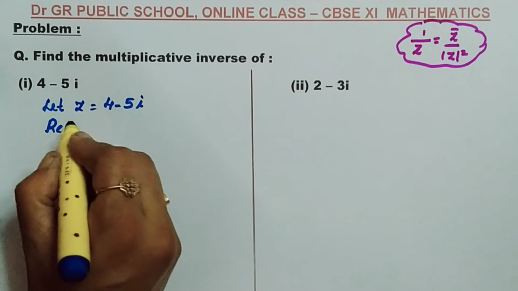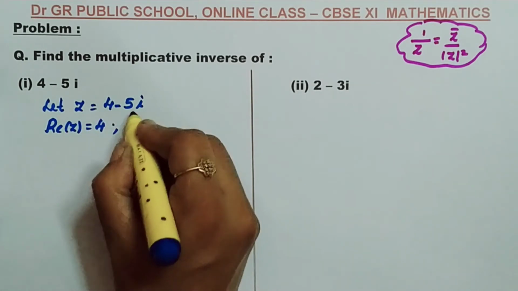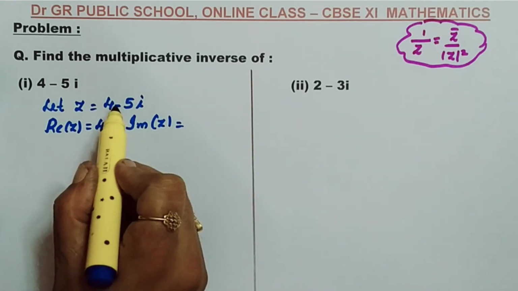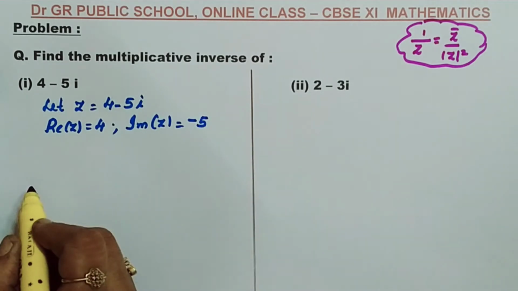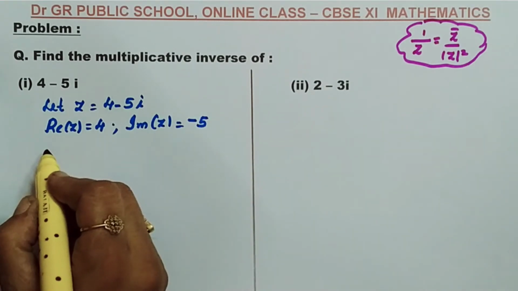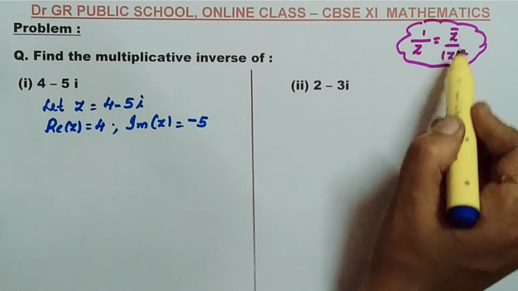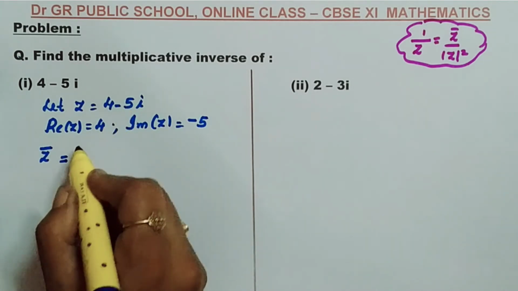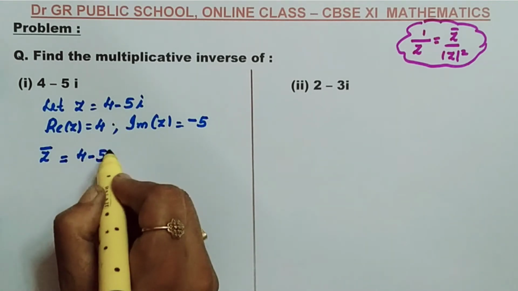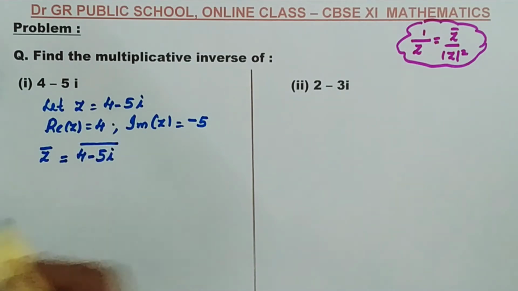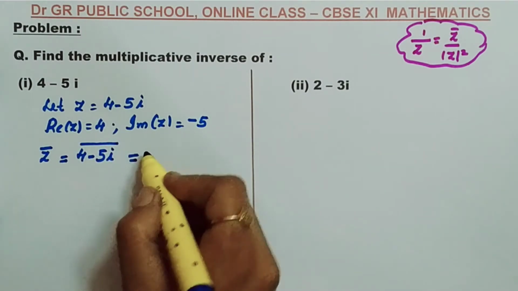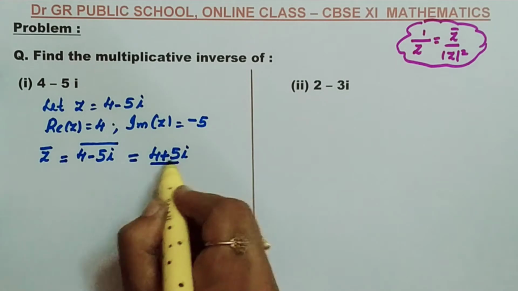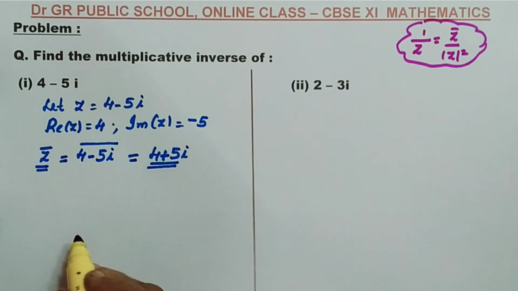The real part of z equals 4. And what about the imaginary part of z? It equals the number which comes along with the i, that is minus 5. I am going to find the multiplicative inverse 1 by z. The formula states z bar by mod z square. Find z bar first. Z bar equals the conjugate of the number 4 minus 5i. How to find the conjugate of a complex number? Change the sign of the imaginary part. So it becomes 4 plus 5i. Z bar equals 4 plus 5i.